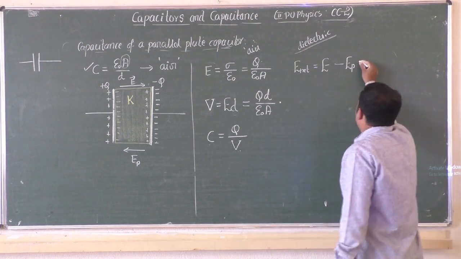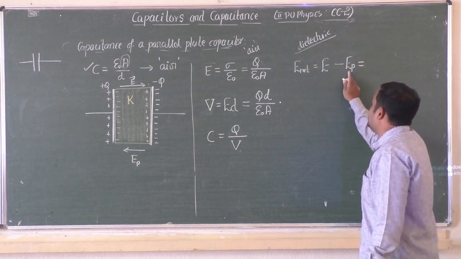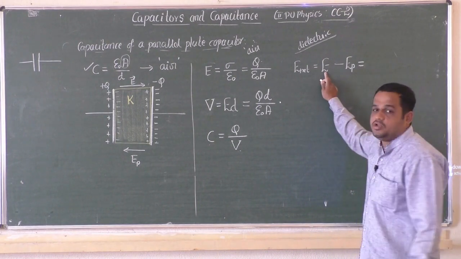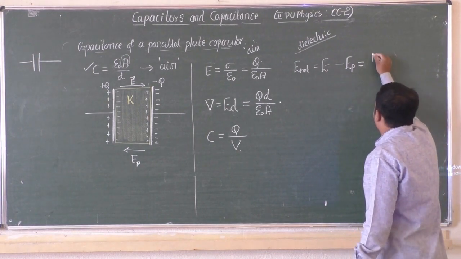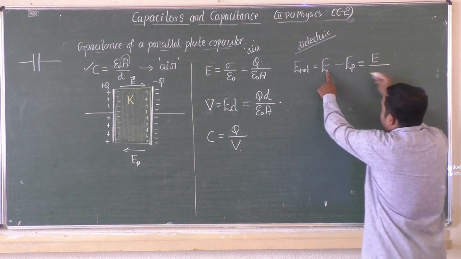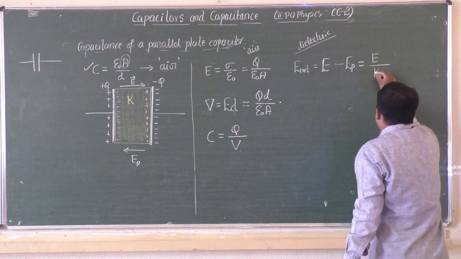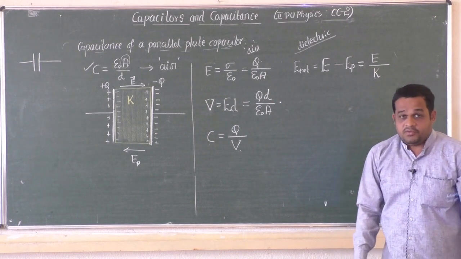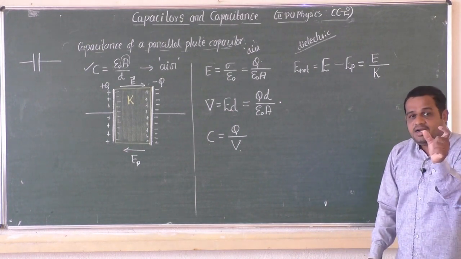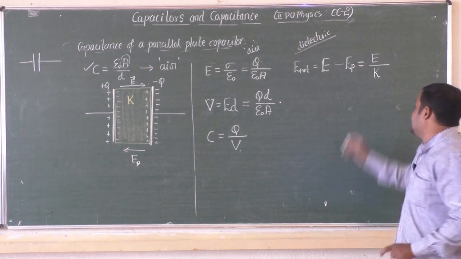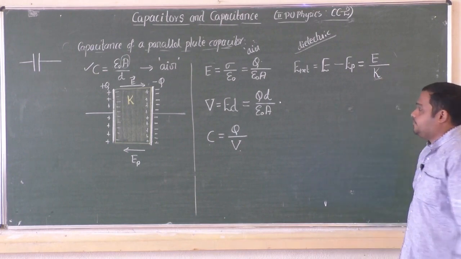Okay. Now, what is the new electric field, or what is its value in terms of the original value? In terms of the original value, it is equal to E, the electric field in the absence of the dielectric medium, divided by the dielectric constant. When a dielectric medium is introduced between the plates of the capacitor, the electric field strength reduces by a factor called the dielectric constant. So E divided by K.